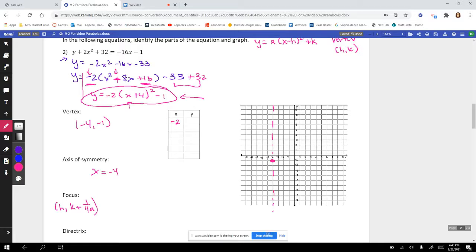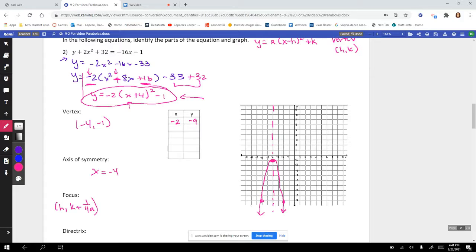Minus 1. Oh, gosh, there's a negative 2. Let's try that again. Negative 2 plus 4 is 2. 2 squared is 4. 4 times negative 2 is negative 8. Minus 1 gives me negative 9. Okay, so I have negative 2, negative 9 is going to be here. And again, I know this is going to be symmetrical. So over here, I can just go 2 to this side. And again, this is going to look like an upside down U, right? Because it opens down.